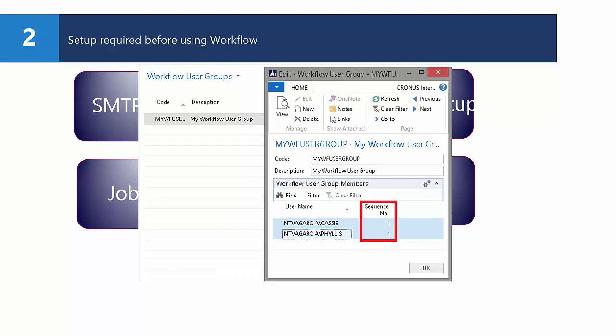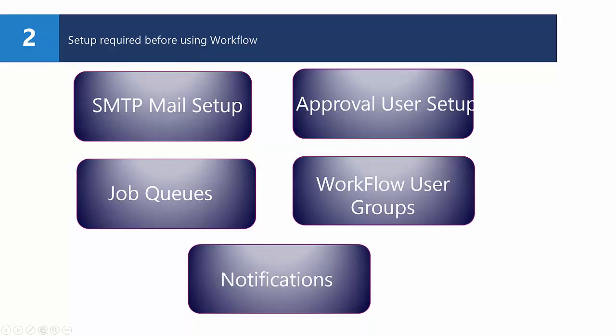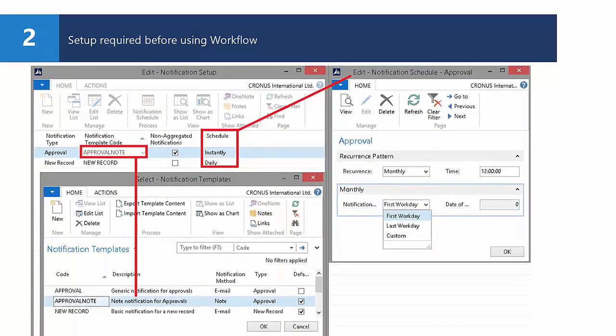In NAV, we will find different notification templates, but we can create new ones. For example, by default, for approvals, the standard notification will be an email. We could create a new line for a note to be created instead when we notify someone for approvals. It's also possible to set up the notifications not to be sent instantly, but daily, weekly, and so on. For this demo, we will use instantly, but it's possible to change this schedule using the Notification Setup window.